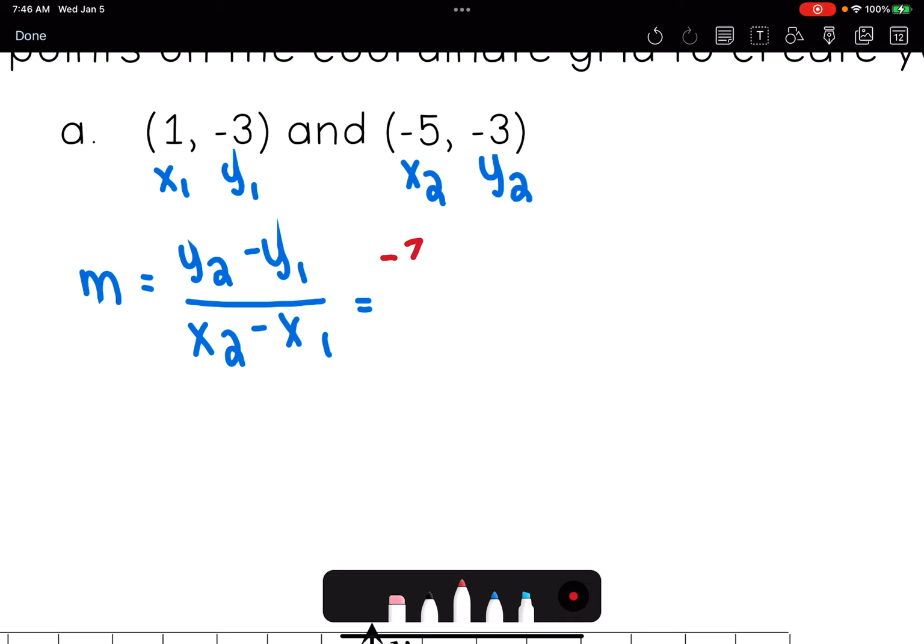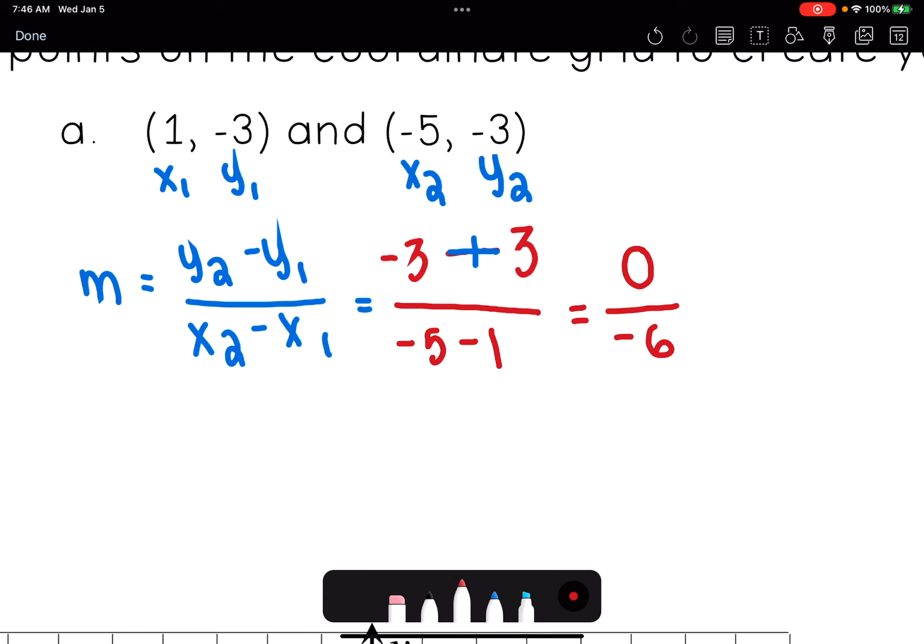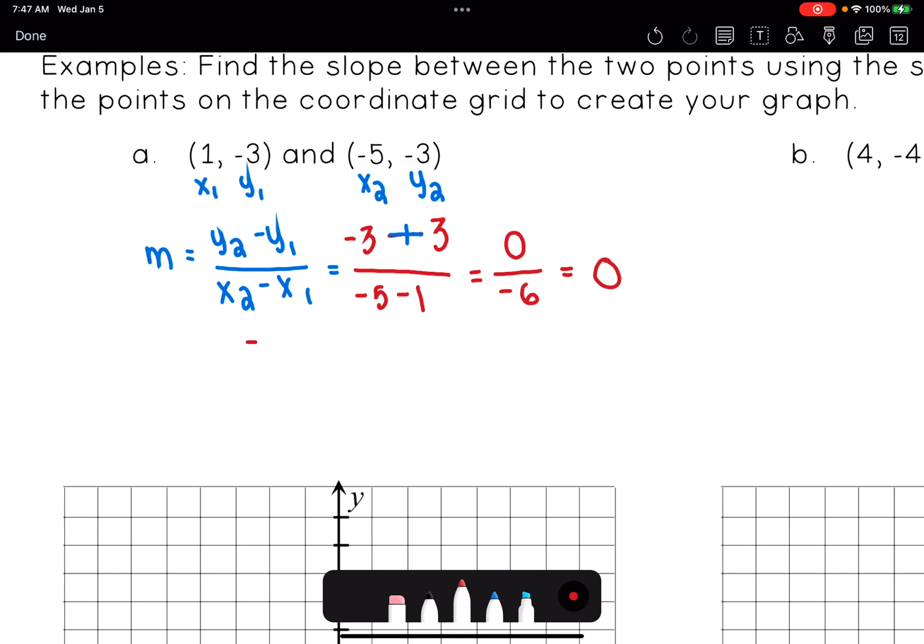y2 is negative 3 minus y1 is negative 3. So be careful because that'll turn into a positive. Over negative 5 minus 1. So negative 3 plus 3 is 0 over negative 5 minus 1 is negative 6. So remember, you can do 0 divided by a number. If you're ever not sure, you can always plug it into your calculator. It'll either tell you 0 or it'll tell you some sort of error. So this is 0, which means our slope is 0.